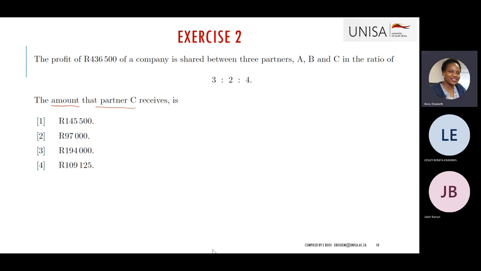It seems like you all got the same answer. So we need to add the total of the ratio, so 3 plus 2 plus 4, which is 9. So C is 4, so for C it will be 4 over 9. Multiply that with the total profit of 436,500. When you calculate that, you will get the answer of 194,000. Easy, right?